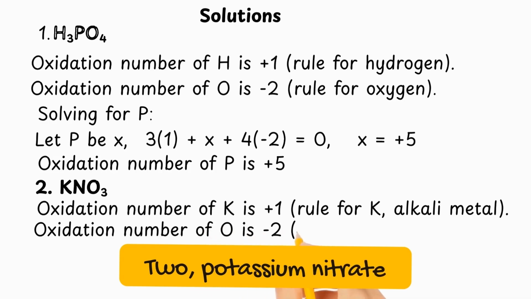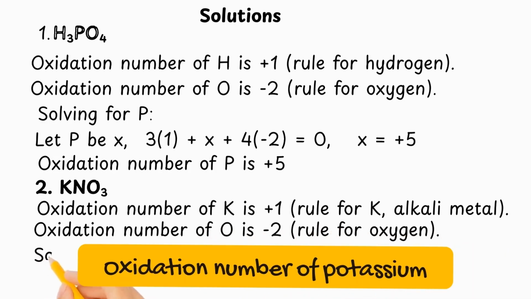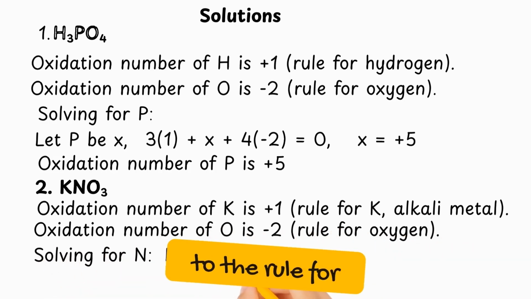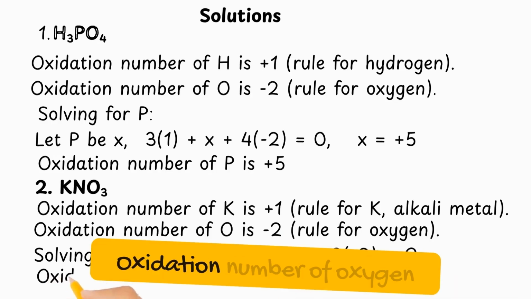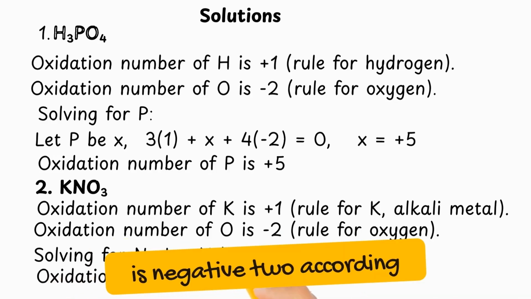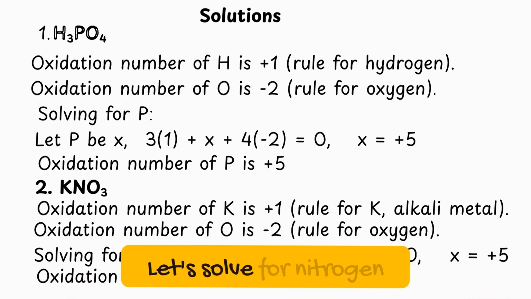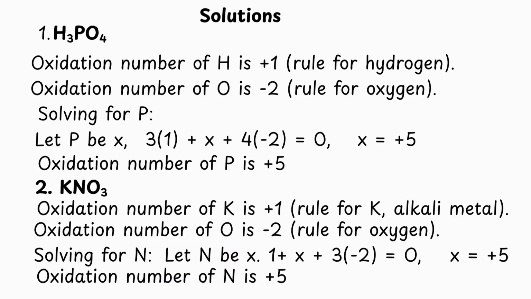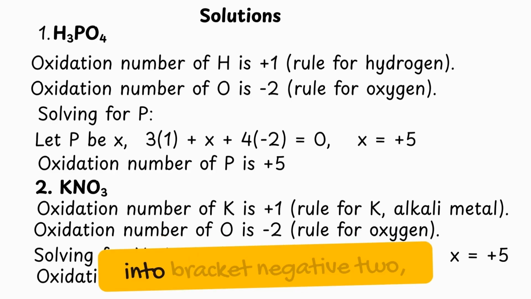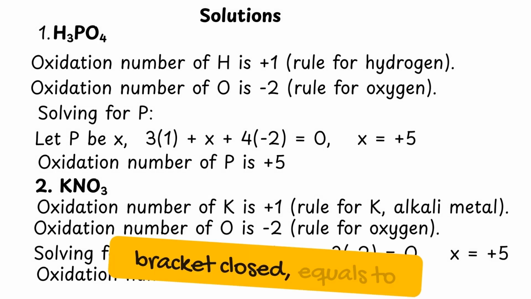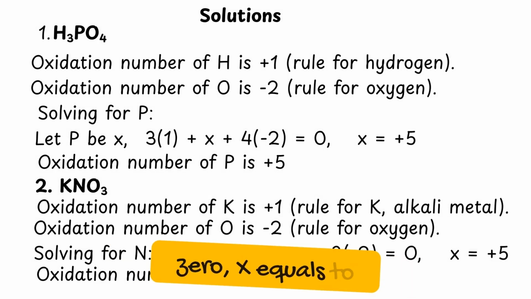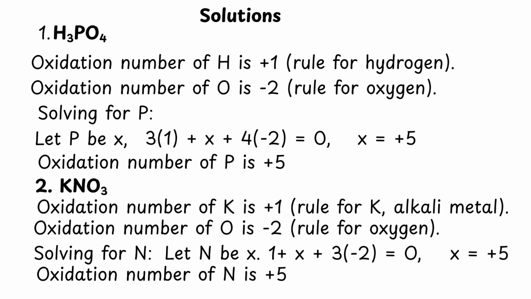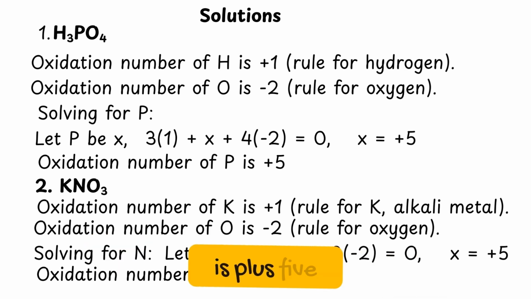2. Potassium nitrate. Oxidation number of potassium is +1, according to the rule for alkali metals. Oxidation number of oxygen is -2, according to the rule for oxygen. Let's solve for nitrogen. Let N be x. 1 + x + 3(-2) = 0, x equals +5. Oxidation number of nitrogen is +5.